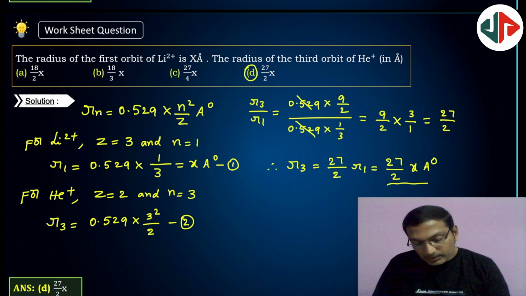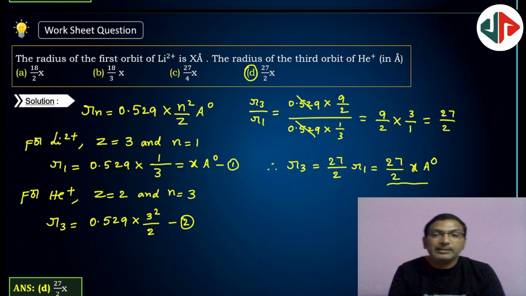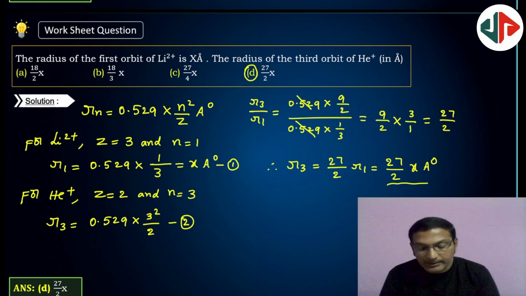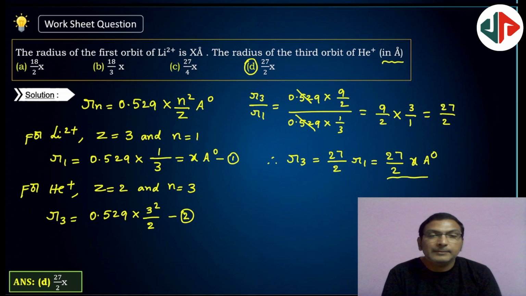Here angstrom units must be there in the options, 27 by 2 into x angstrom units. In the question it is already there in angstrom units, so there is no need to write angstrom units in the options. This is also an important model: the relation between Li2+ and He+.